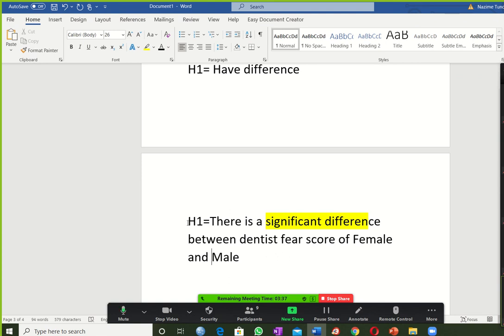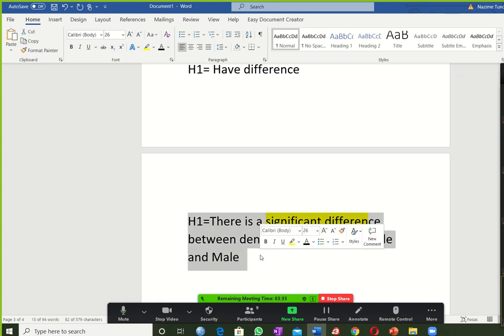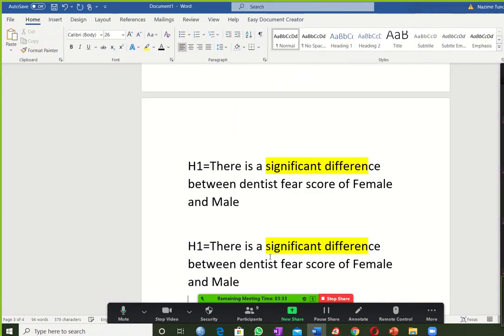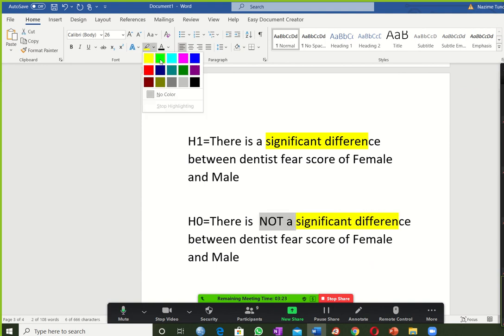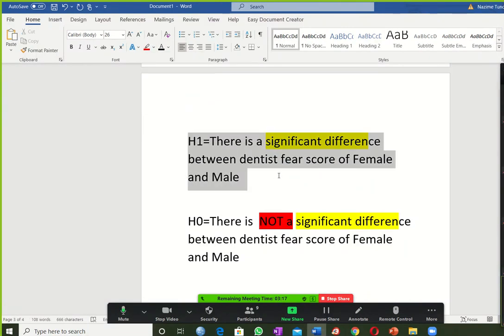And we can say H0: there is not any difference. So H0 is there is no difference, there is not a significant difference. So this may seem complex, but you will get used to it. So this is the idea. H1 is always the idea that we have in our mind, that there's a difference. And H0 is, okay, there is not any difference.